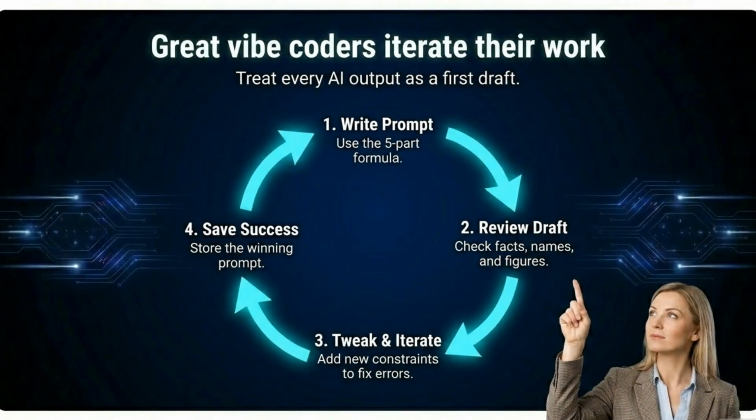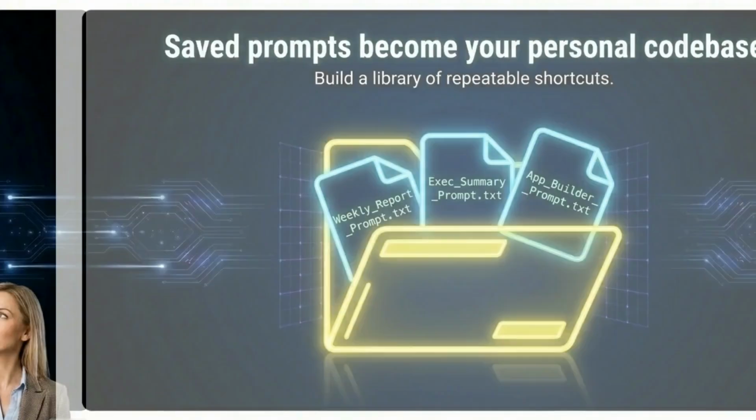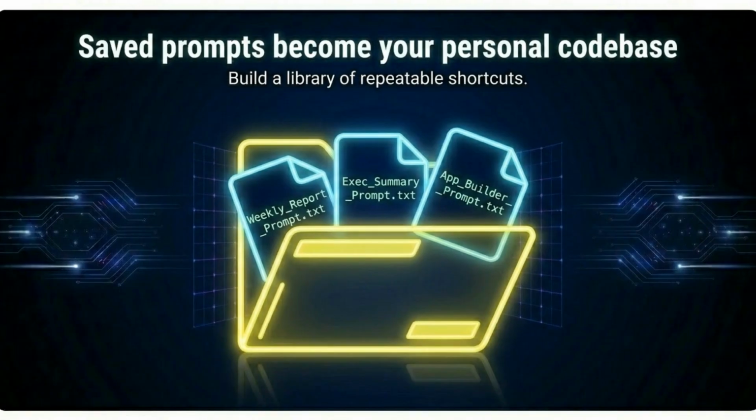Great vibe coders iterate their work, treating every AI output as a first draft. This involves writing the prompt, reviewing the draft, tweaking and iterating, and finally saving the winning prompt. Saved prompts become your personal code base.